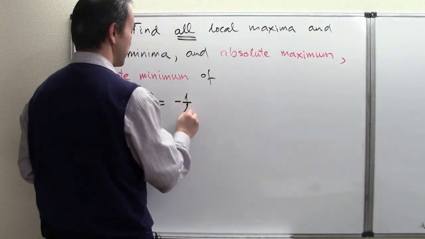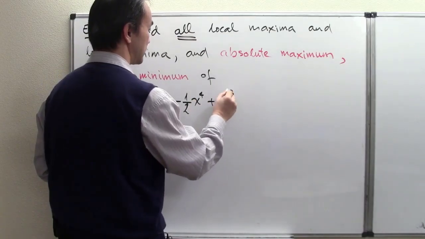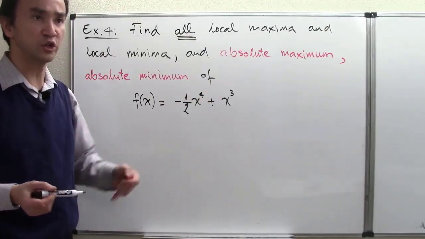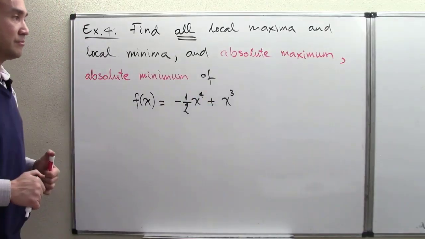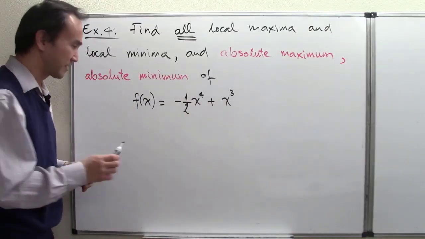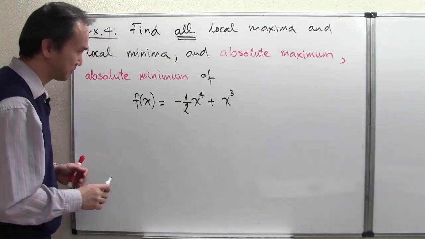Minus 1/2 x to the 4th plus x cubed. So it's minus 1/2 x to the 4th plus x cubed. So the function we have here, as usual, actually allow me to add in one more extra detail right here, but it's important.